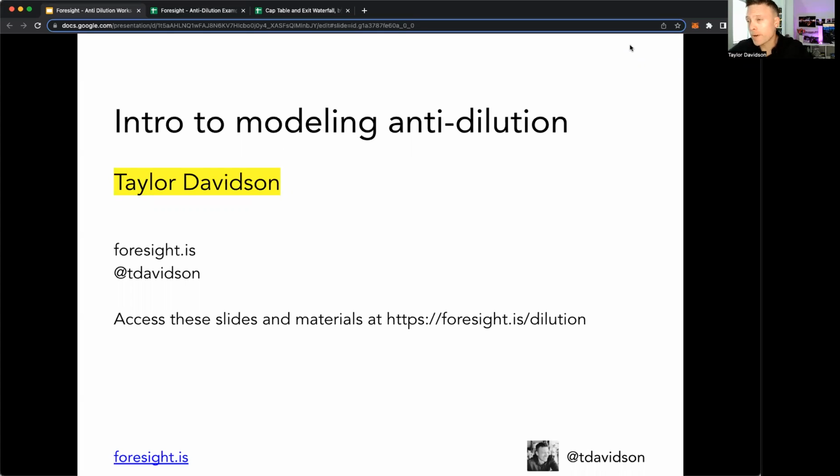I'm really excited to dive into this topic. I've done webinars around a lot of other topics around cap tables and waterfalls and modeling. And this is kind of a new topic to cover.